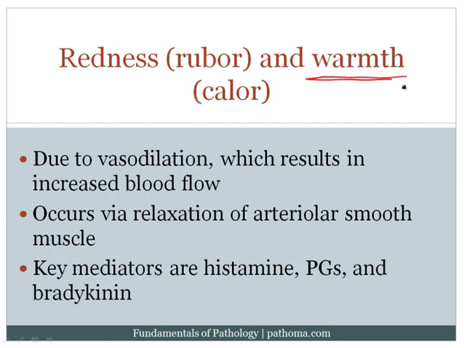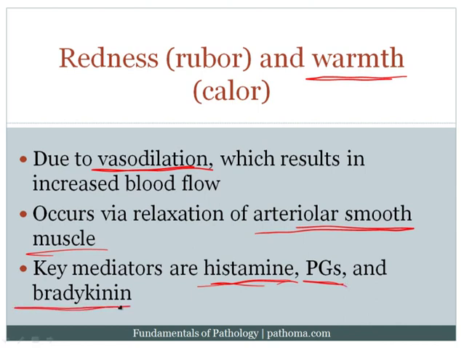How would that occur? That would occur by vasodilation at the level of the arteriolar smooth muscle, and the key mediators are, again, going to be histamine, which is number one, and then prostaglandins, in particular prostaglandin I2, D2, and E2, and bradykinin. So again, not hard, but important to understand the basis of what we're going to see clinically.